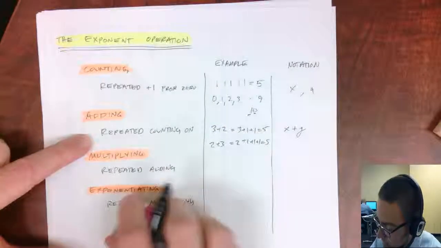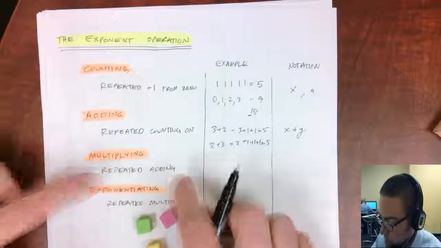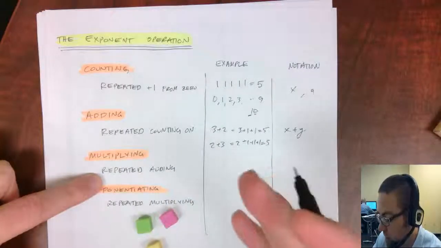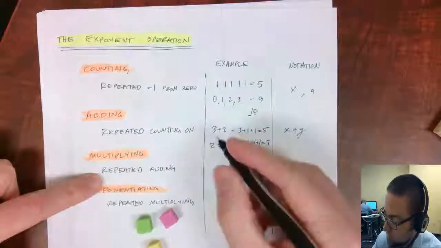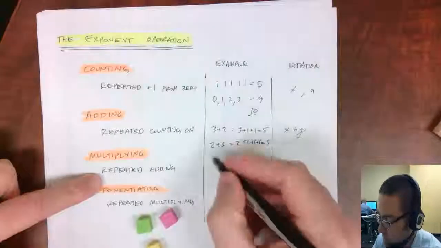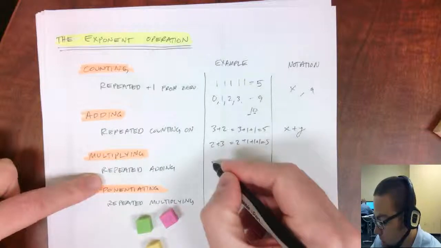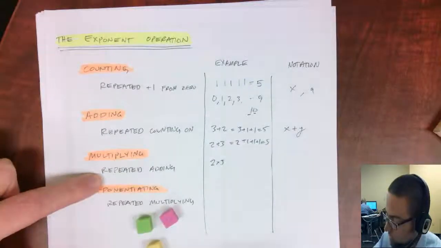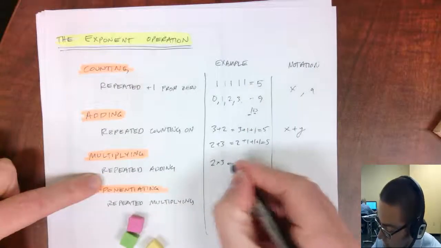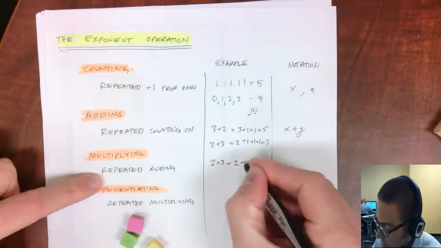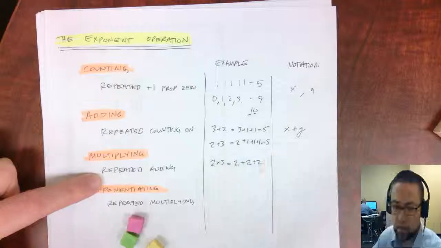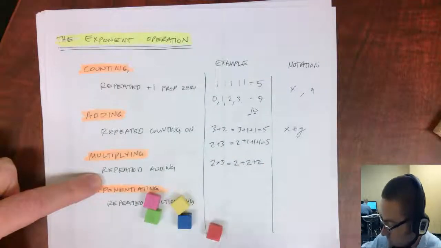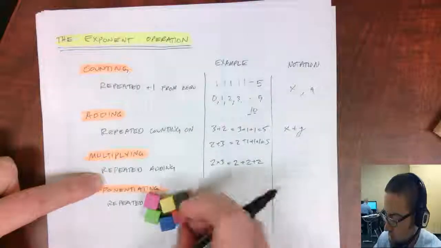Okay, multiplying. Now multiplying is just repeated adding, and that's probably the first way that you learned it and may have forgot about it, but that's what multiplying is. It's just repeatedly adding the same number that many times. So if you had 2 times 3, it would be the same thing as repeatedly adding 2, 3 times. This is 2 plus 2 plus, now if you get another cube, plus 2 is 6.